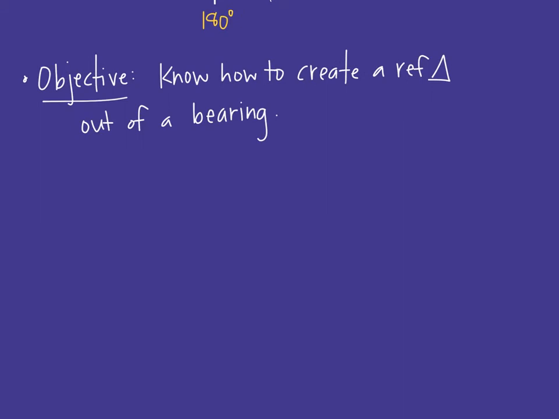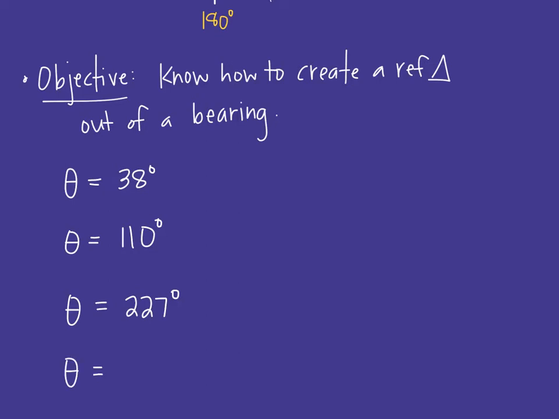All right, the first thing you need to know about bearing is when you create these reference triangles, I'm going to practice with 4 of them with you. We're going to do 38. We are going to do 110. We're going to do 227. And we're going to do 301.